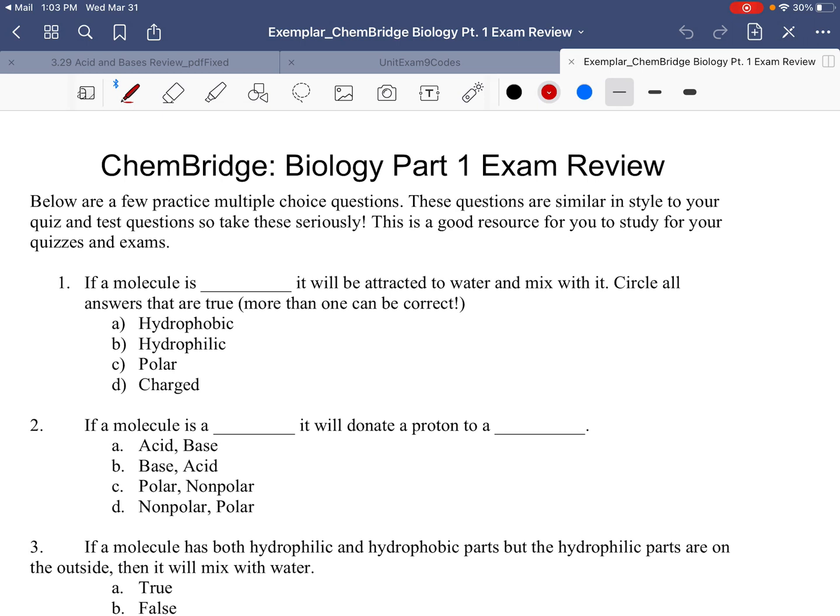If a molecule is blank, it'll be attracted to water and mix with it. So we know hydrophilic means water loving, so obviously hydrophilic will be one of our answers. Water is polar. Remember, like dissolves like, so when water reacts with water, it is going to be polar. And the last one is charge. So you actually do mix with water when you have a charge. This is just because it is an ion, and it normally makes things polar, so charged as well. So the multiple answers that you'll see with this one: water mixes with polar, hydrophilic, and charged particles.